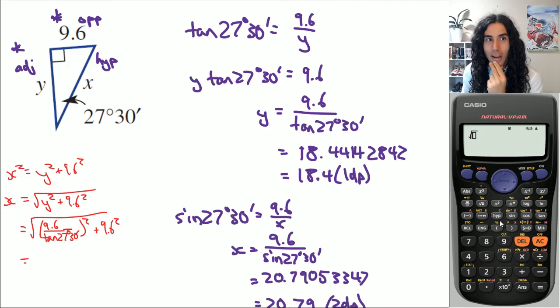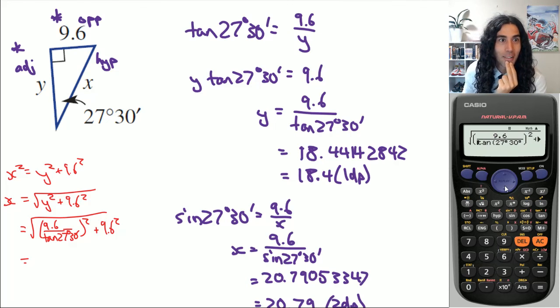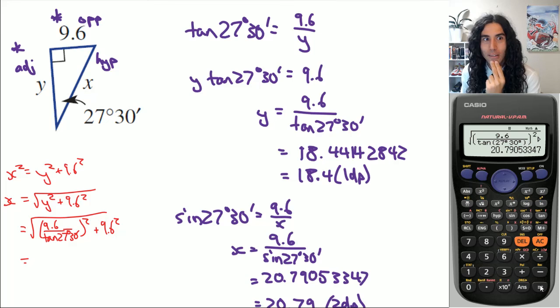To put all of that in your calculator. But the calculator can handle it. So 9.6 over tan 27 30. So that's the first thing. Square it, plus 9.6 squared. So long it doesn't even fit in. But the square root of that plus that squared. Moment of truth. Expecting 20.79. Well, that's just great. What have I done? Oh, because I didn't close the bracket. There we go. Round two. Close the bracket. There we go.